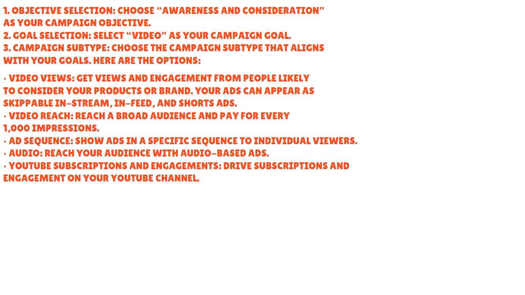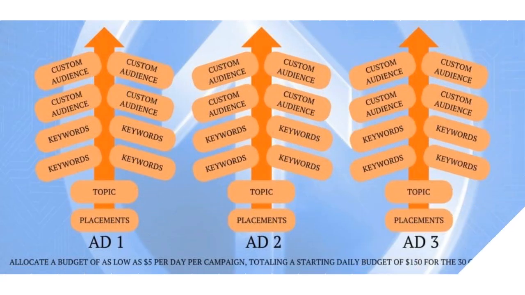Okay, so those are the five types of campaign subtypes that you have. So video views, video reach, ad sequence, audio, and YouTube subscriptions and engagements. Okay, so you have to see which one actually fits your campaign, but also your vision. So selecting the right campaign subtype is actually crucial for achieving your marketing goals effectively, especially in the long run.